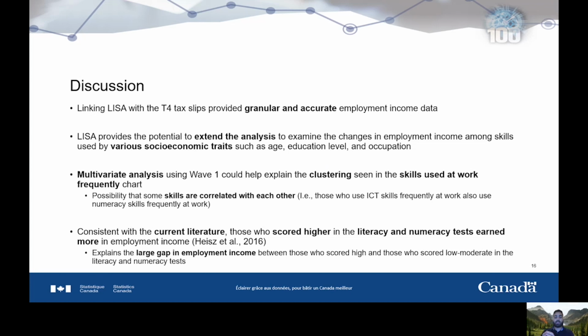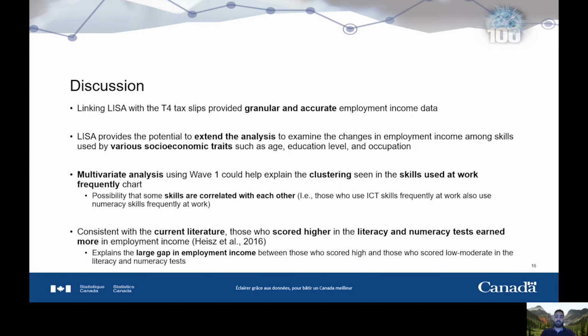For wave 1 only, since we don't have longitudinal data for these skills indices, we could conduct a multivariate analysis and explore the correlation between the different skills used. This probably could help explain why we saw the clustering in the first chart. If you recall, there were 3 different clusters. It's possible that those who use ICT skills a lot at work probably use numeracy skills a lot at work. So there's probably a little bit of correlation there that we can dig deeper into.